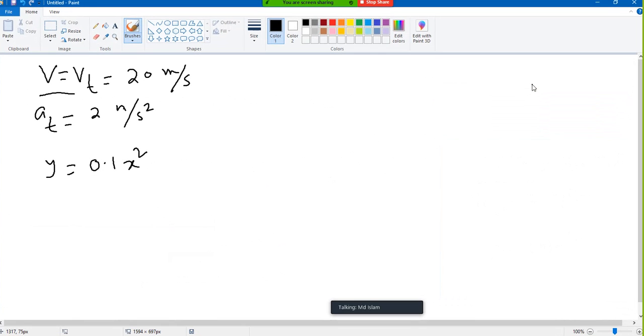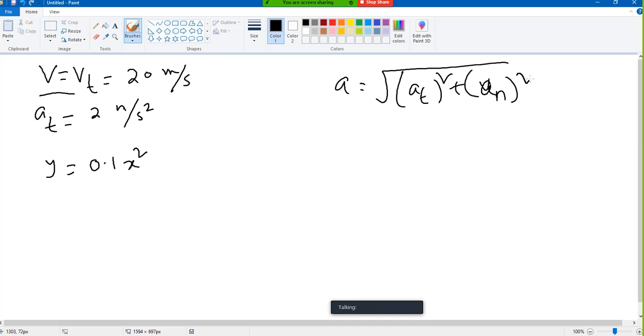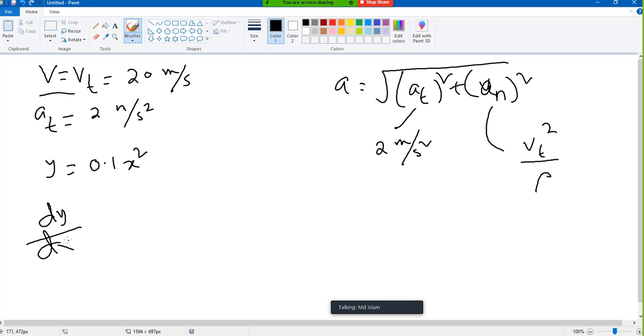Okay, so what is the combined acceleration? This part is given, 2 meter per second square, very easy. This part, how to calculate? a_n = vt square by rho. How to calculate rho? To calculate rho, I need dy by dx. How to find it? 0.1x squared gives 0.2x. That is dy by dx.